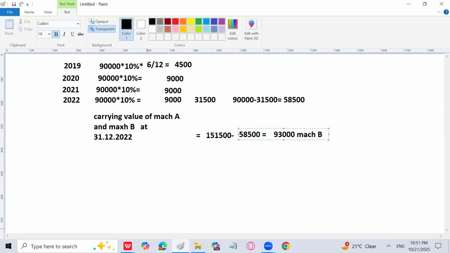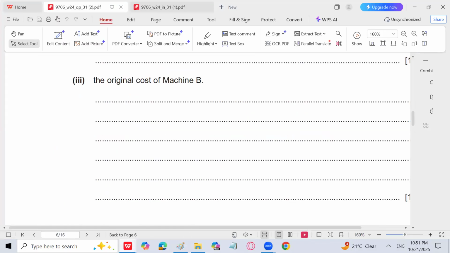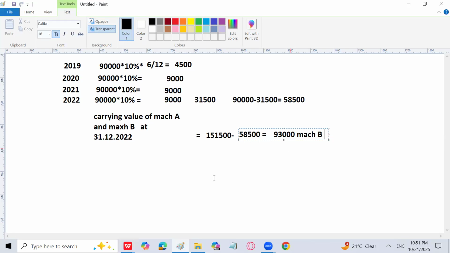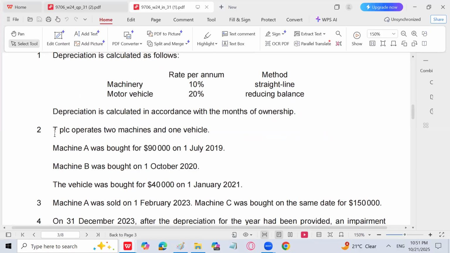Now, let's move forward. What is going to be the next part of the question? The original cost of machine B. We have to find now the original cost of machine B. We have only the carrying value of 93,000. But you remember that if you just see the question, it is clearly stated that machine B was bought on 1st October 2020, right? And the rate of depreciation for machinery is 10%.